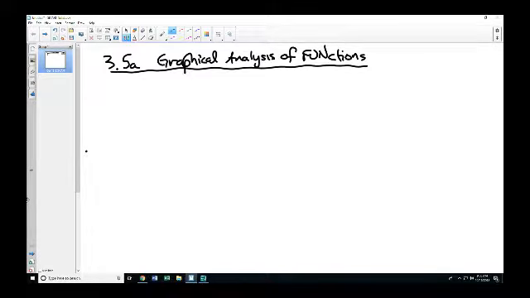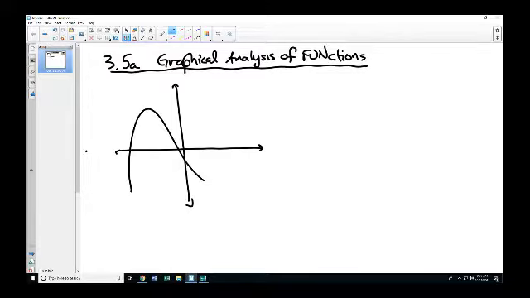Graphical analysis of a function is basically looking at a function's graph and telling its min-max, where it's going up or down, concavity, all these things. So let me give you all the vocab words. There's a lot of them. And I'll just give you an example. This graph is a pretty good one, a representative example.